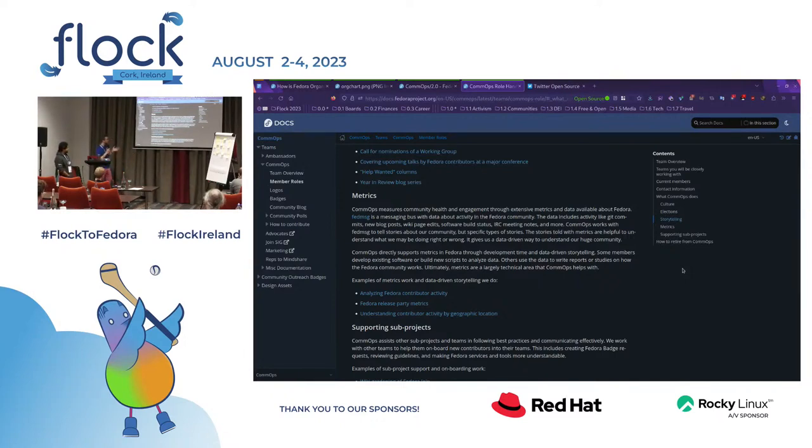So the CommOps team back in the day did a couple of things. The first one, I'm going to guess, was analyzing Fedora contributor activity. Promise we're not doing spying. What we did was look at FOSDEM 2016. We had Bhagyashri Padalkar, who was doing this work at the time in CommOps, who looked at people who took the badge at FOSDEM 2016.